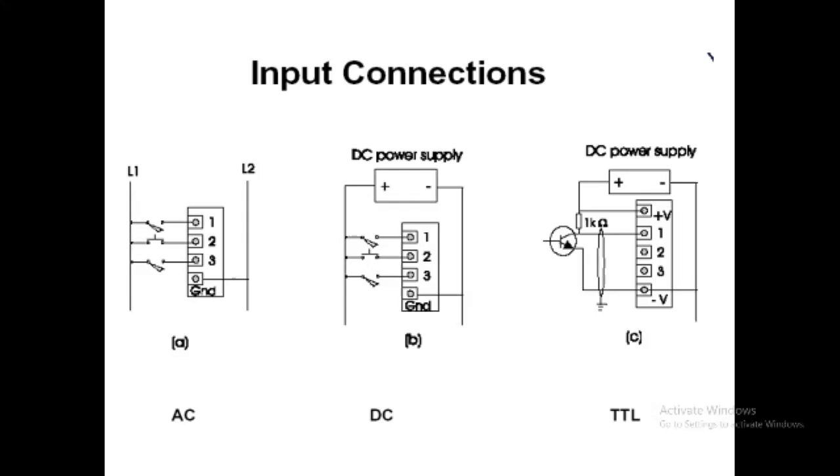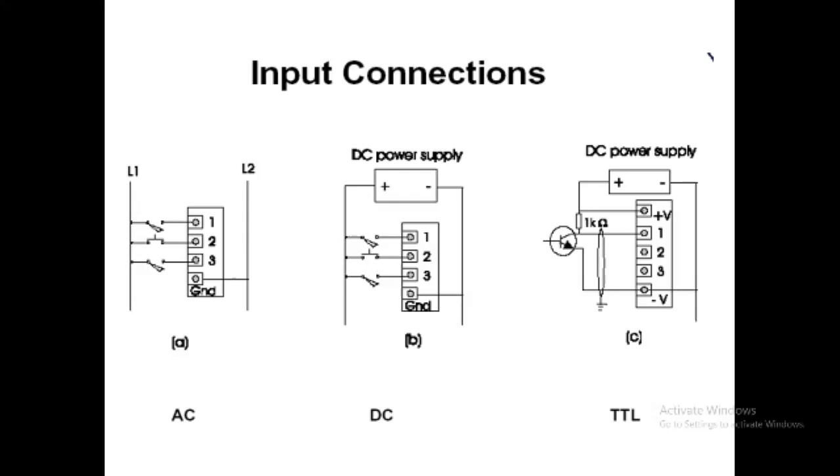Today, we are going to start the AC motor starter by using a PLC system. Let us see some input connection or input terminology related to PLC starter. So, this figure A indicates the AC system in which two lines are given, that is L1 and L2. This L1 and L2 will represent the phase and neutral of the system.